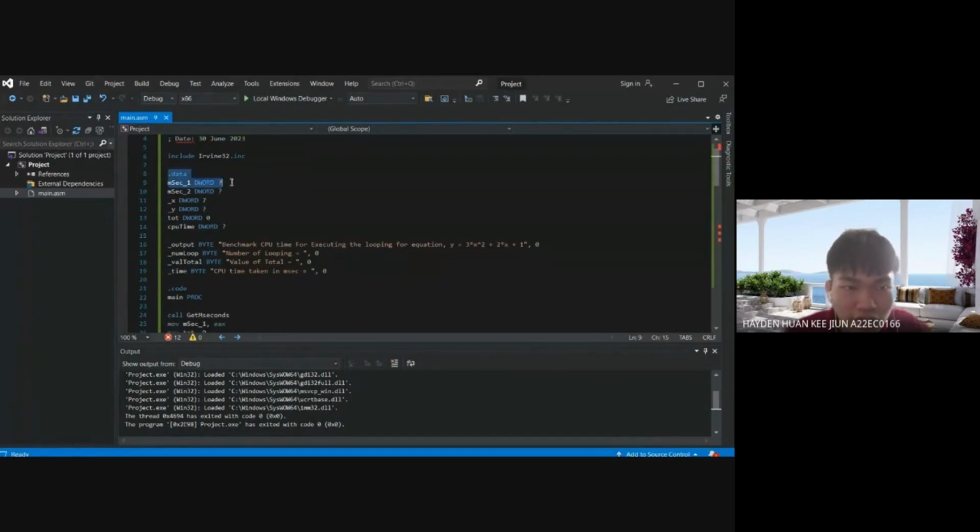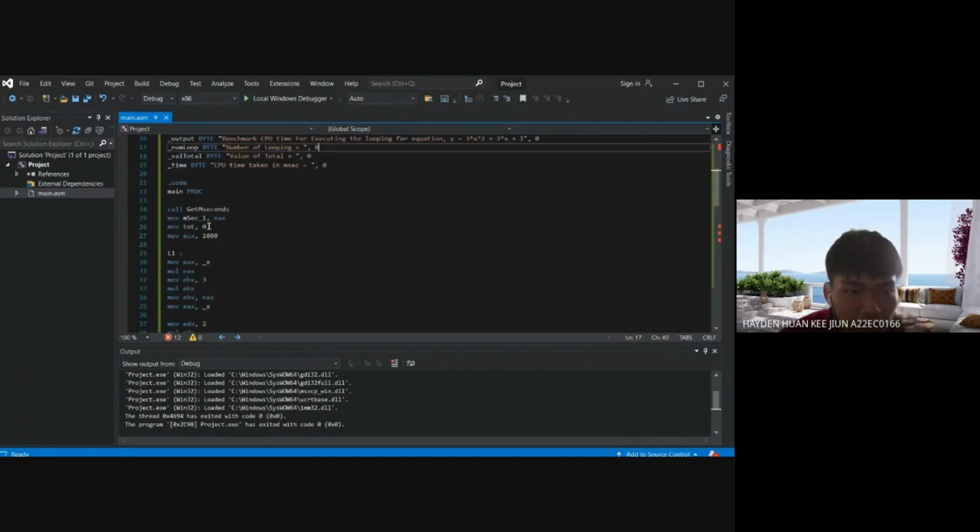For this part, I initialize all the data and variables that I need. Then this part is the output part. When I run the program, it will show me the output. Then this is the main part.